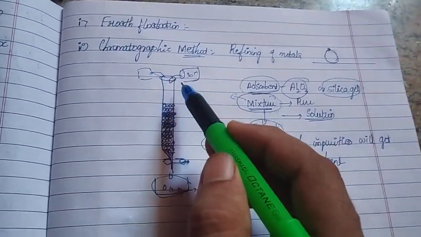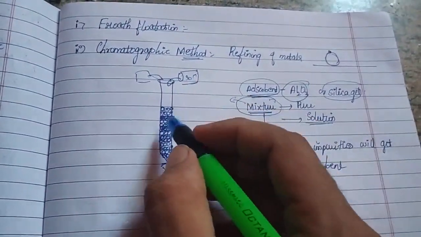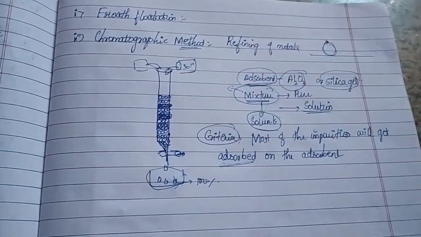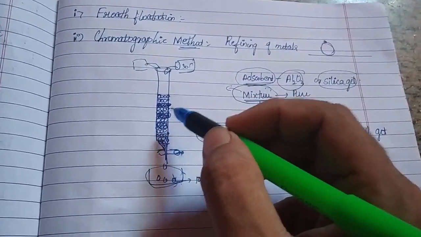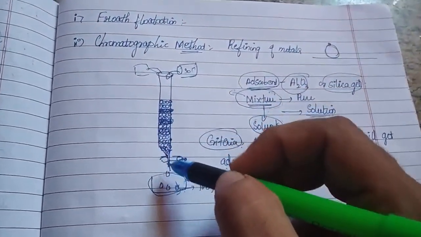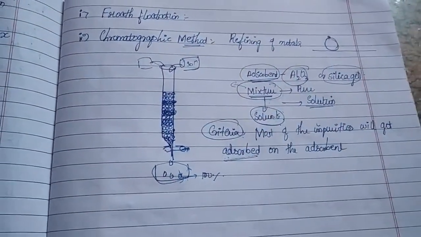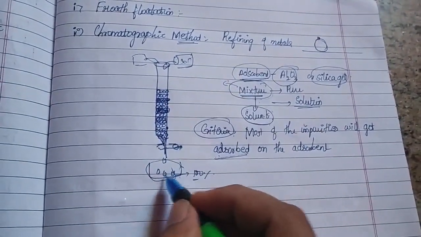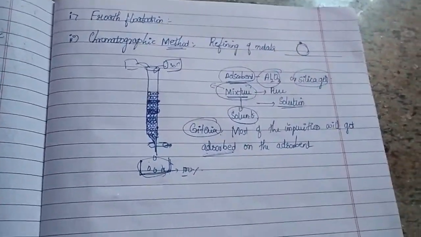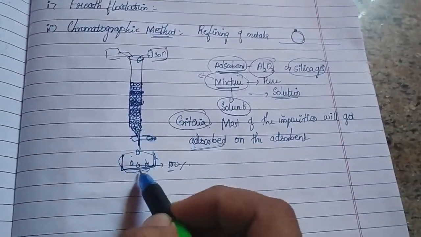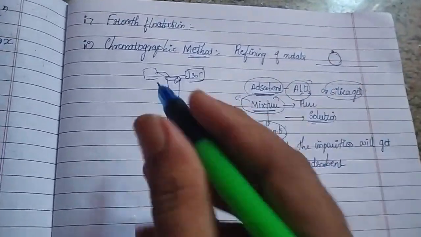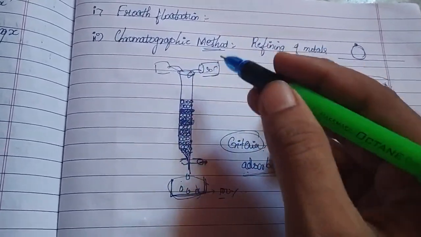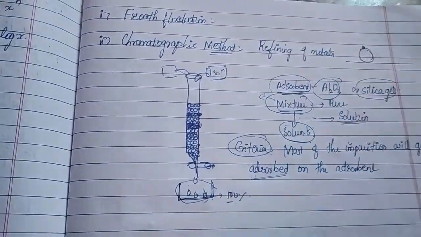So why am I pouring this? Because to ensure that none of the pure element is getting adsorbed on your adsorbent. Only the impurity should get stuck and your pure element should come down easily. So when we do that, we will be getting our pure part at the last part. Okay. But this is mainly called what? Column chromatography, because we are using it as a column.